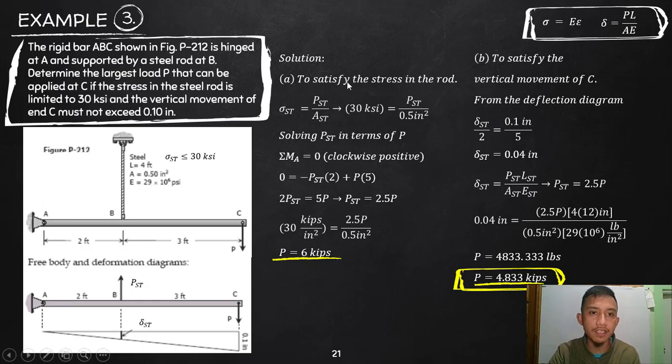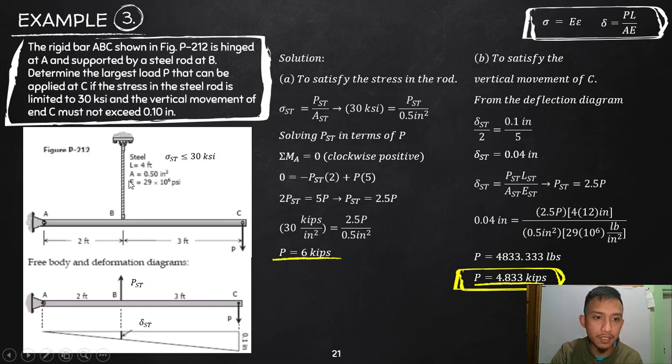So first, there are two conditions given to satisfy. We should not exceed that 30 ksi, and we should not exceed that 0.10 inch displacement at point C. So first, let's satisfy that limitation of 30 ksi. Let's figure out what is the P for us not to exceed that 30 ksi. And then later on, let's find the P so that we will not exceed that 0.10 inches in your displacement at C.